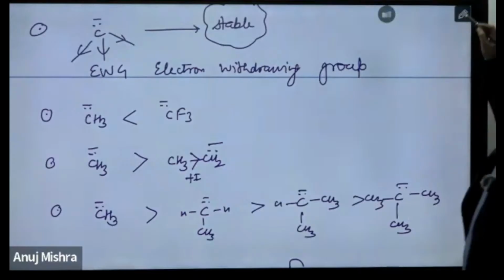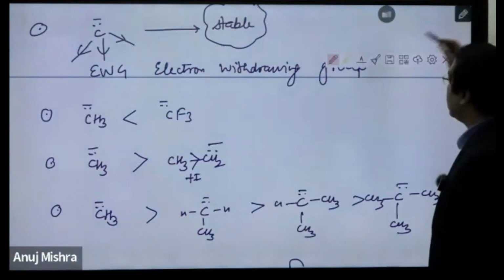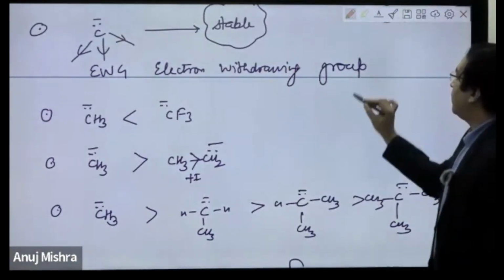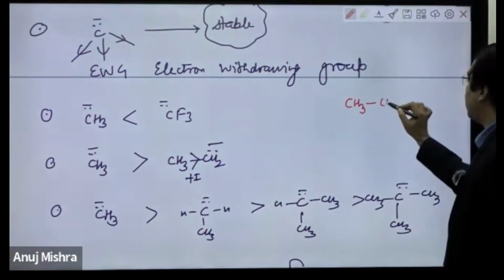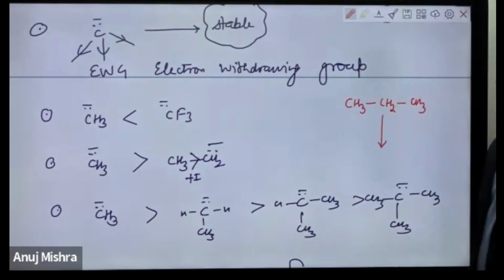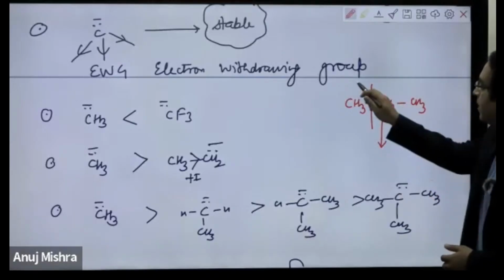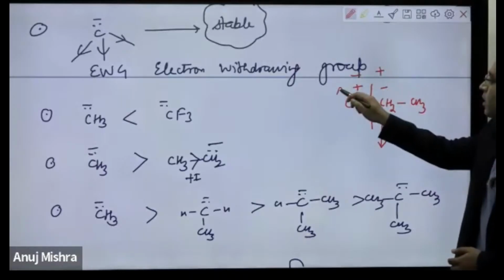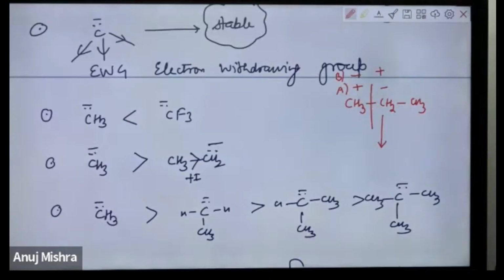Now let me ask a question here. Just yesterday someone was asking, it was being discussed in some doubt session. If I give you CH3, CH2, CH3, and it is breaking heterolytically, you understand heterolytically? One will get plus, one will get minus. So how shall I break? Shall I keep plus here and minus here, or minus here and plus here? Option A or option B? Think and answer. Don't be in a hurry. A or B?